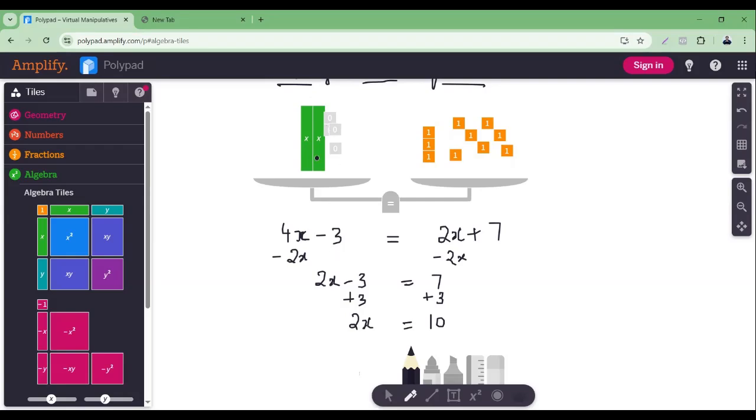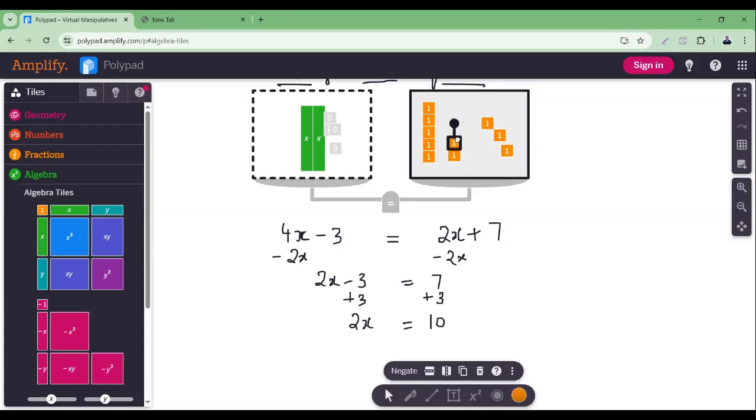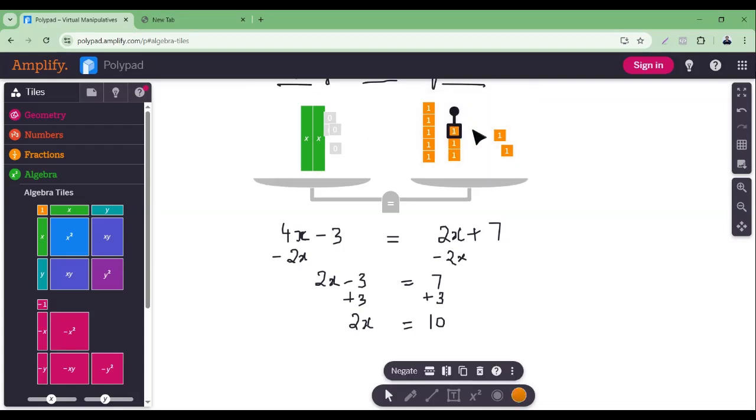Okay, 2x is there on this and 10 is there on the side. Now I don't want 2x, I only want 1x. So now I'll think, okay, 2x means basically two groups of x. So let me make two groups of this, so that I can equate each group.